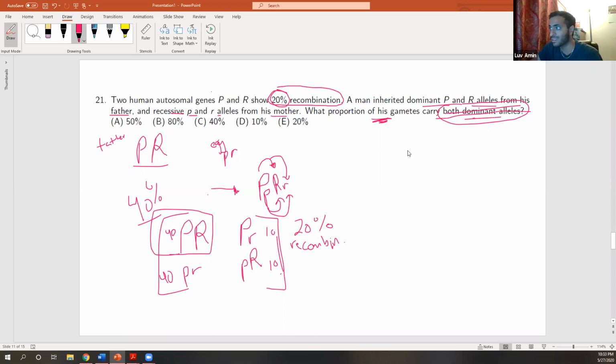If you want to do it mathematically, you can just do this. You have 100%, 20% are recombinants, so you're left with 80%. All right. Now, they're saying that we're talking about both dominant alleles. Well, you know that the only one that has both dominant alleles is the father's, right? And so you can divide this by 2, and you'll know that the combination your father had accounts for 40% of his gametes, right? Sorry for the confusion there, but the answer is C.